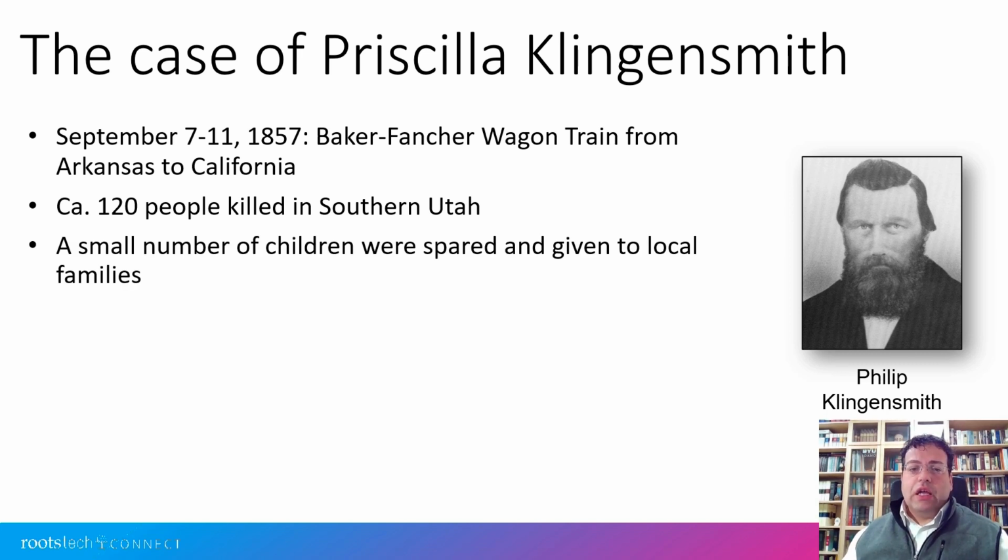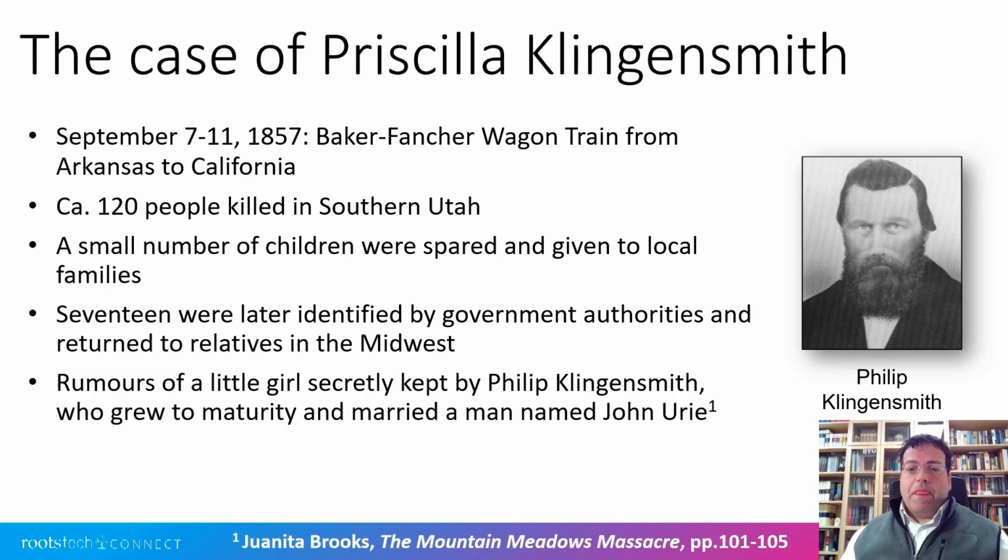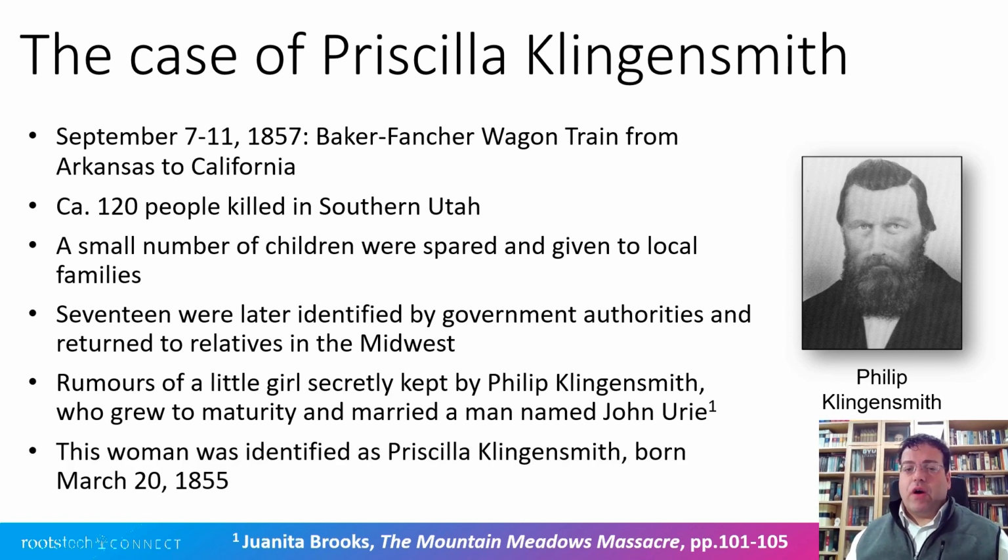100 people were killed, and a small number of children survived, were spared, and were given to local family to raise as their own. And among these, there was a girl that eventually was never found. There was rumors of a girl that was kept by this family belonging to Philip Klingsmith, who was one of the persons that was associated with this massacre. And she was identified as Priscilla Klingsmith. And she was born in 1855. No birth records were found about her.